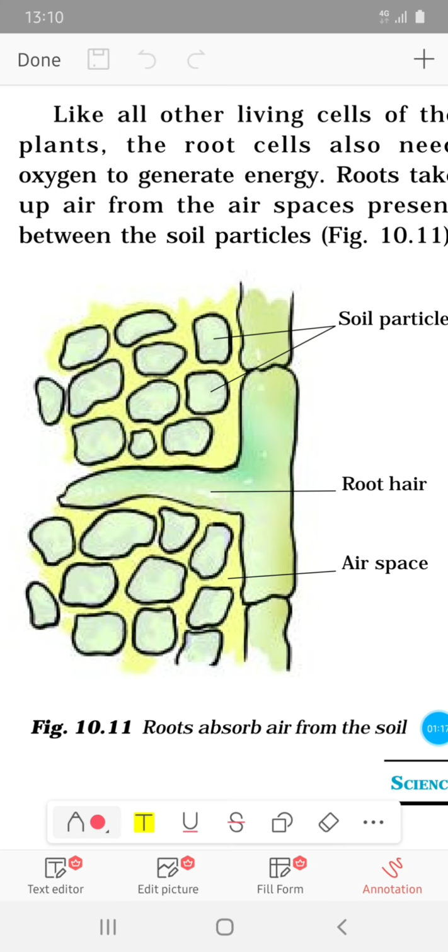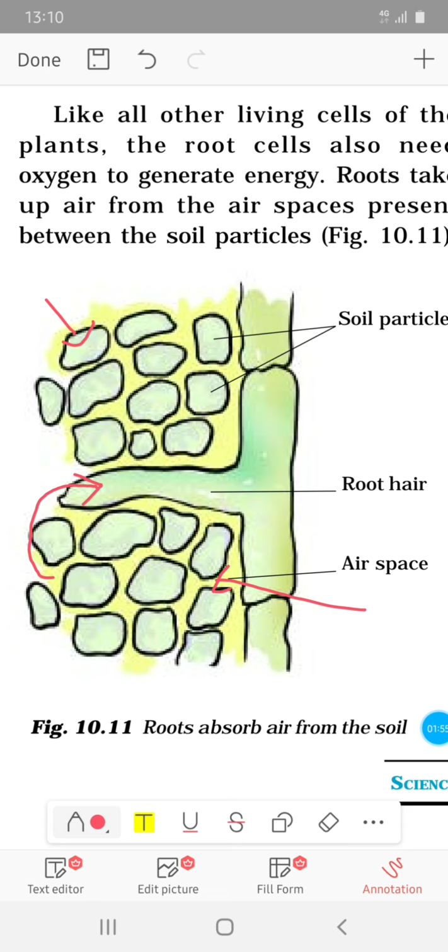Here you see, these are the soil particles, and in between the soil particles there are air spaces, which are drawn with yellow. These are the air spaces. So from the air spaces, the air enters into the root through this root hair. This is the root hair. Stems also have pores which are called lenticels, through which they take in the air.